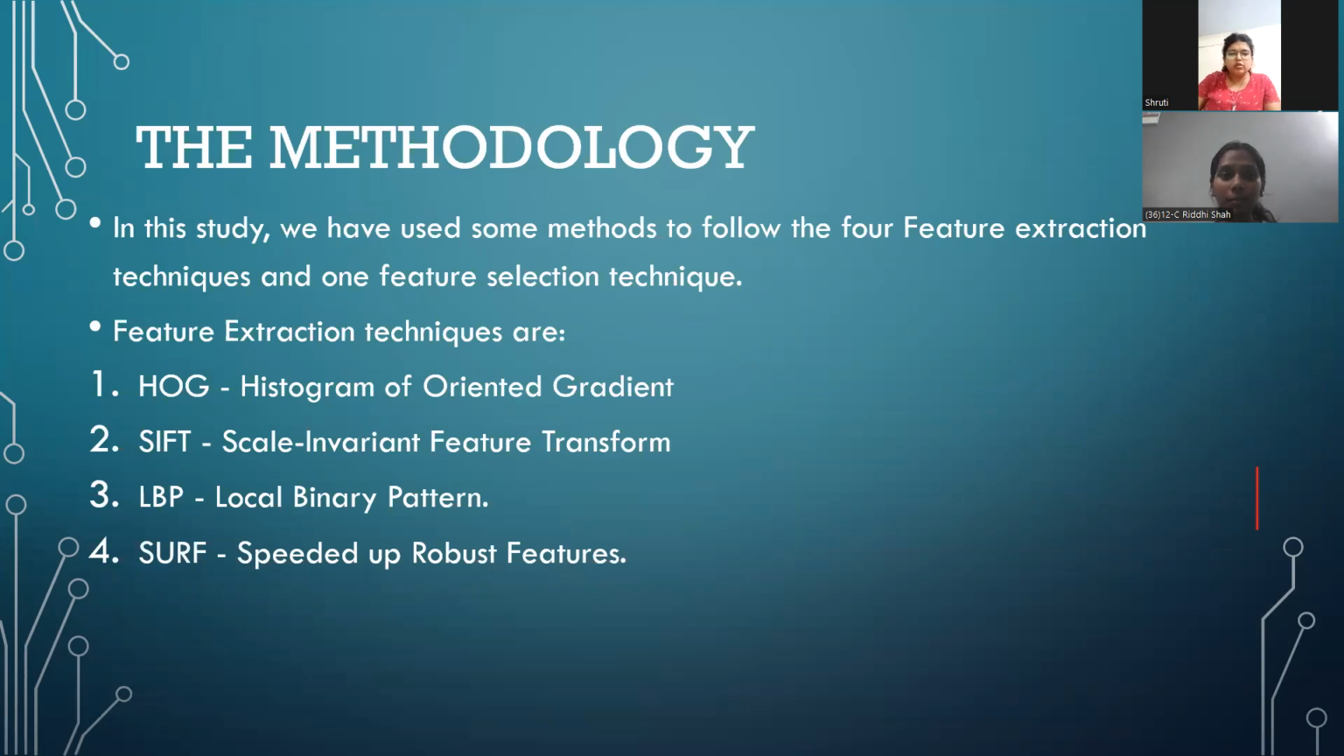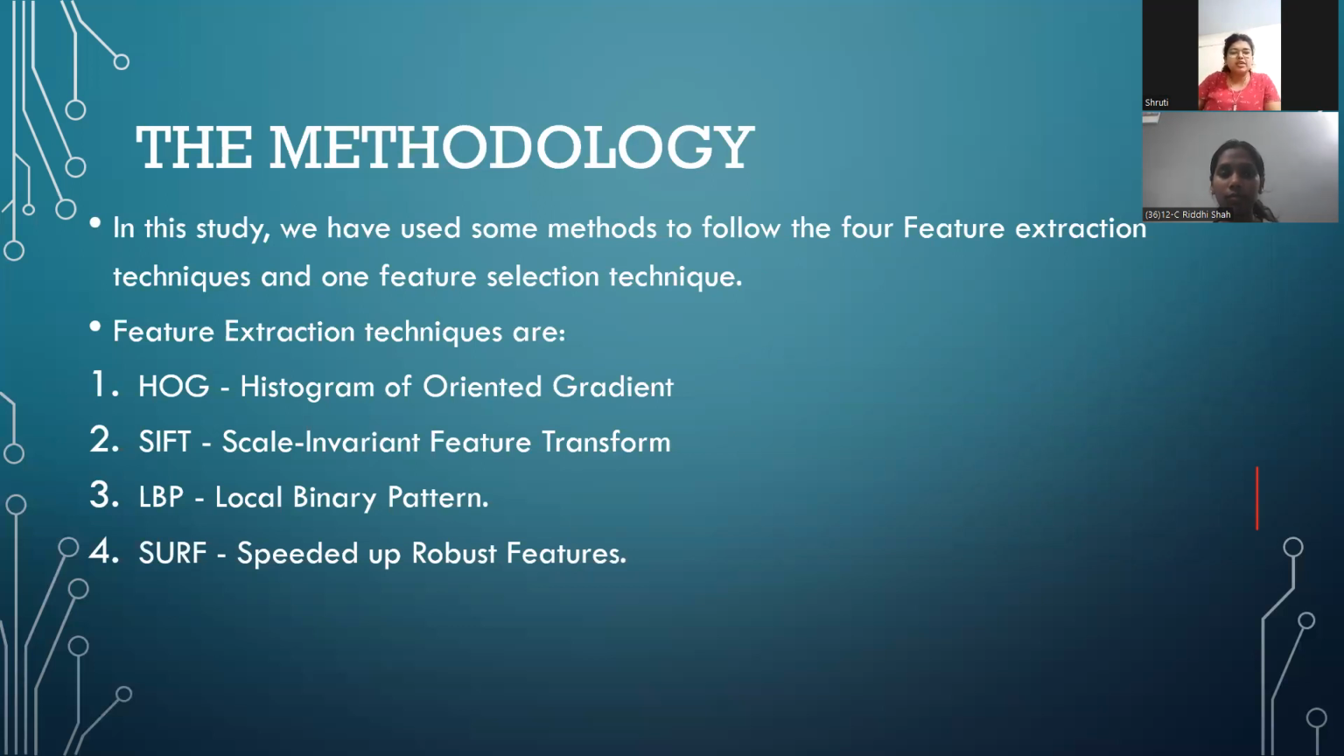So now I would like to continue about the presentation we are conducting. The methodology we have used in our project is given below. For the feature extraction technique, we have used 4 techniques, and for feature selection, we have used 1 technique. So start with the feature extraction techniques.